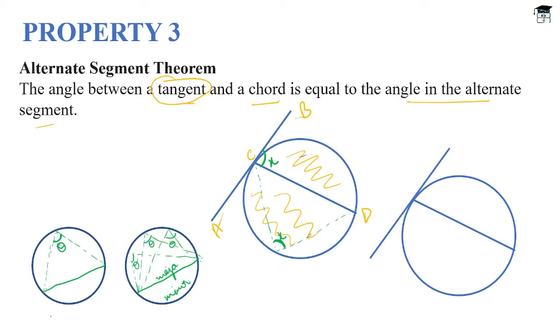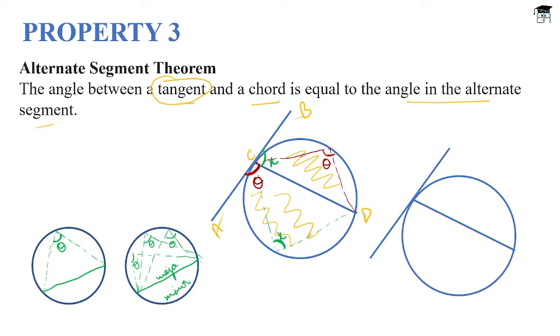Similarly, if I draw an angle here with this tangent, this one is in the major segment. So the other angle would be in the minor segment, that is here. So if this is theta, this will also be theta. I hope this is understood.